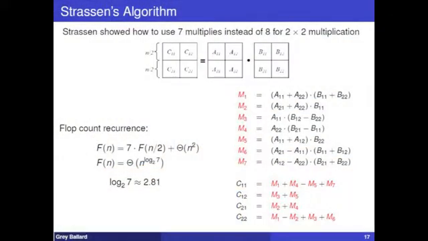Okay, but the beauty is you use this idea recursively, and if you solve this recurrence for how many flops you do, you get n, which is the matrix dimension, raised to the power log base 2 of 7. So that's about 2.81. The important thing is 2.81 is less than 3. So that's great. That means you can multiply matrices in fewer floating point operations.